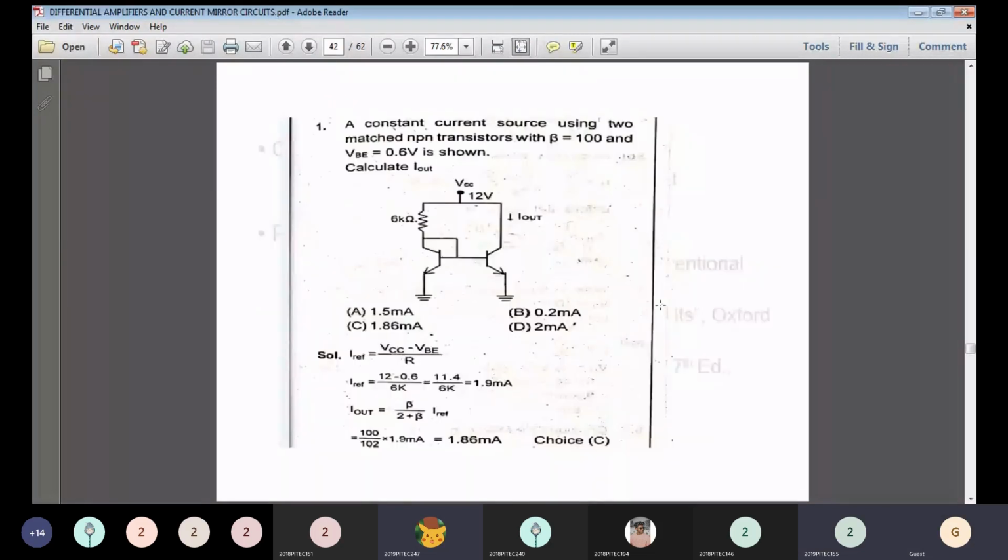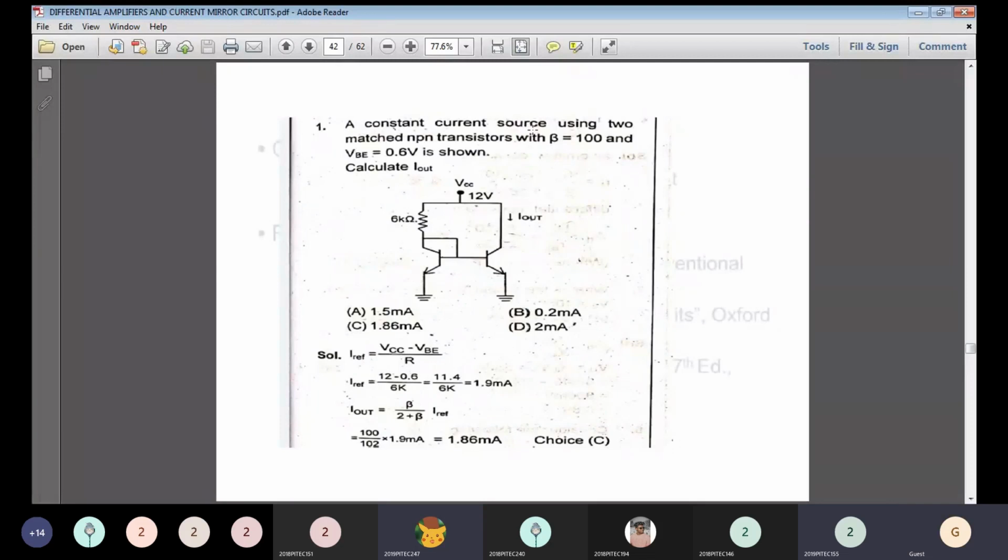Here the collector resistance is 6 ohm and this is the output. We know that the reference current is equal to the output current. When will this case be valid? Only when your base current is very, very small. You can go through the question and start solving it.